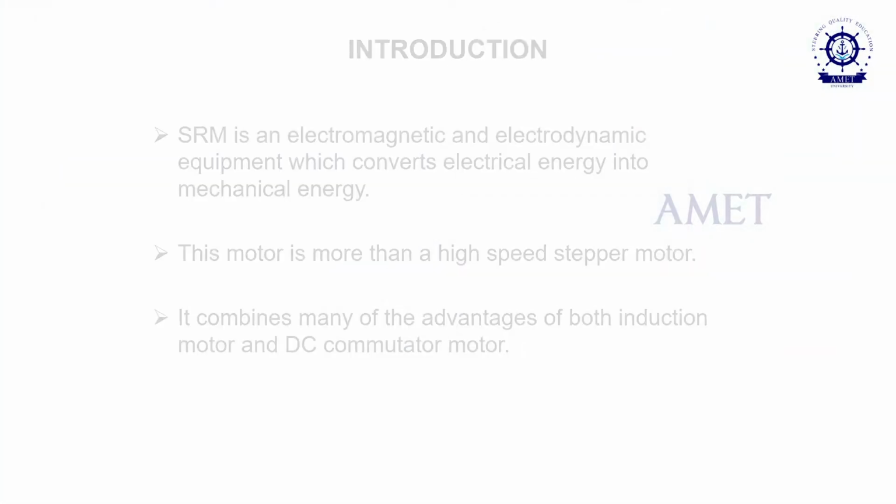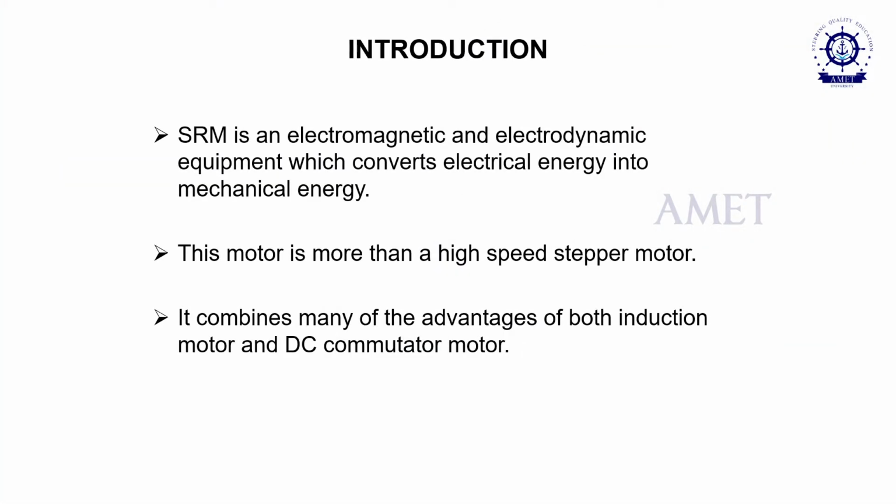Switch reluctance motor is basically an electromagnetic and electrodynamic instrument, which is used to convert electrical energy into mechanical energy. This motor is also called a high speed stepper motor. This motor especially overcomes the disadvantages of the induction motor and DC motor.